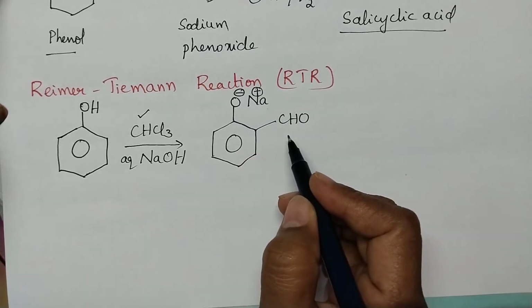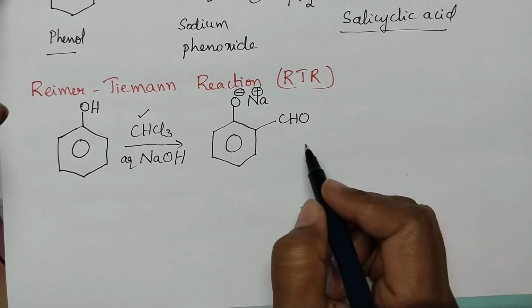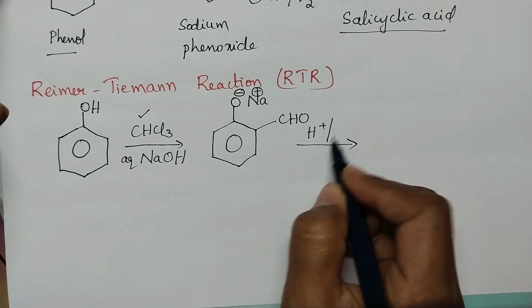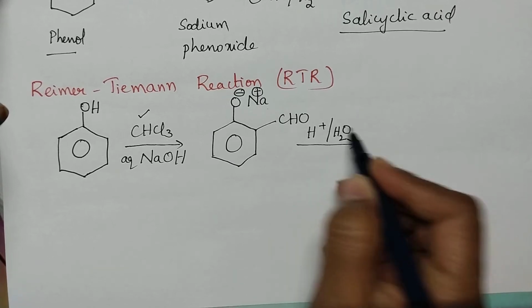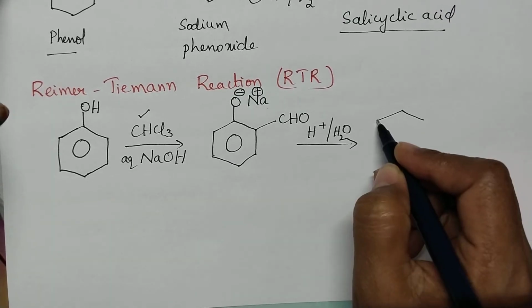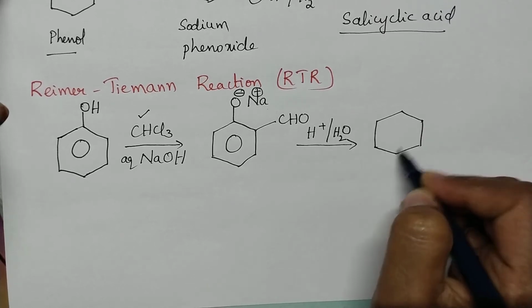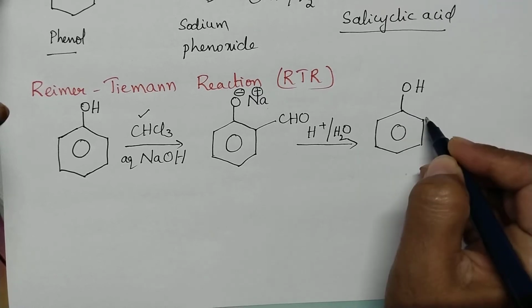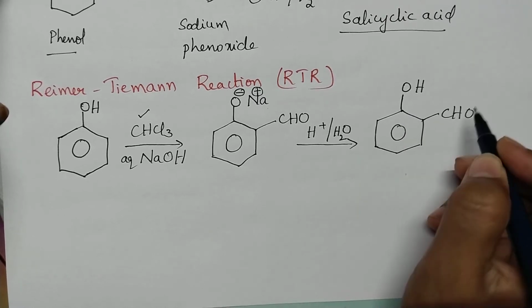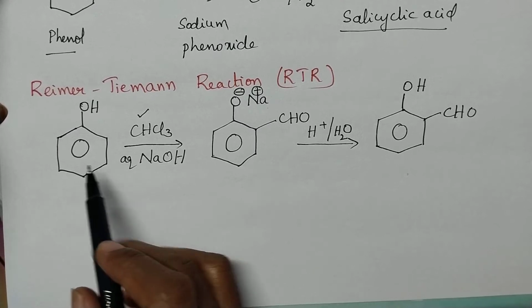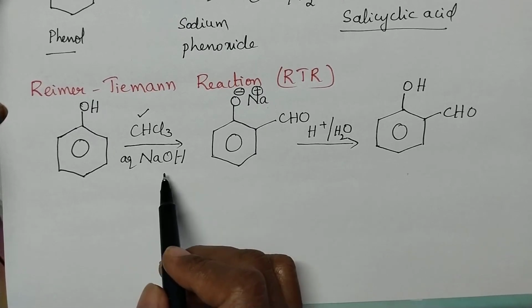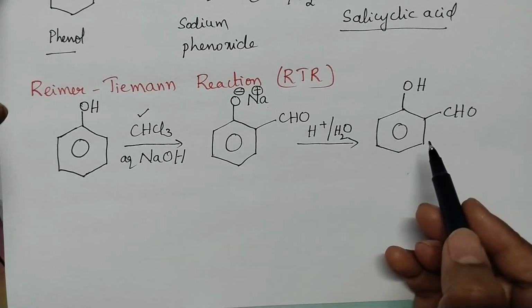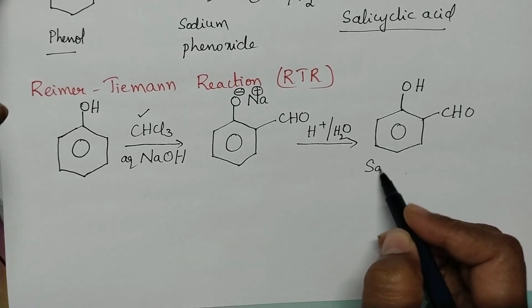In order to get salicylaldehyde, it should be hydrolyzed in the presence of an acid. So finally, it results in the formation of salicylaldehyde. Whenever phenol is treated with chloroform in the presence of sodium hydroxide, what is the final product, students? Salicylaldehyde.